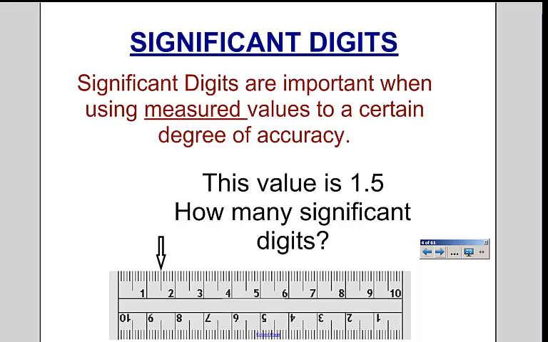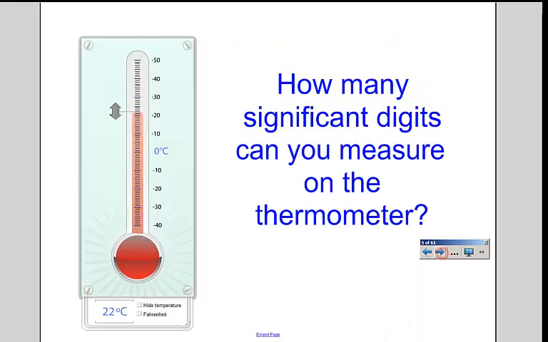So in this ruler here, if you look at the arrow, it's pointing to the mark that is halfway between 1 and 2. So that value would be 1.5. All of those marks that are in between count as a portion of that centimeter, and there's 5 lines in between. So we have 1.5 centimeters.